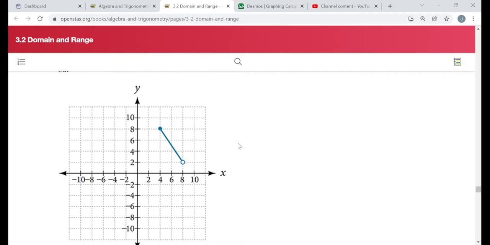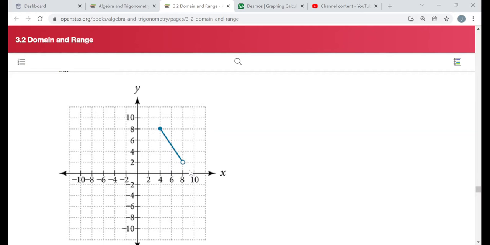I'm looking at this right now. Again, for the domain, there's just this one little segment where on the left end of the segment, the point is there, it's filled in, it actually belongs. And on the right end of the segment, there's no point. It's an empty point that's not actually there.